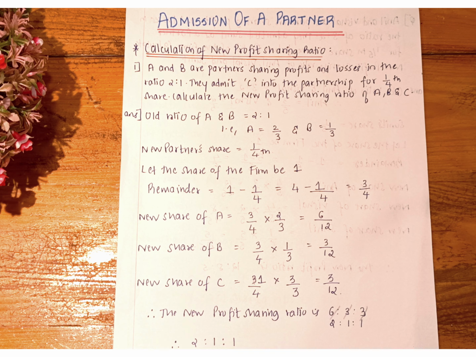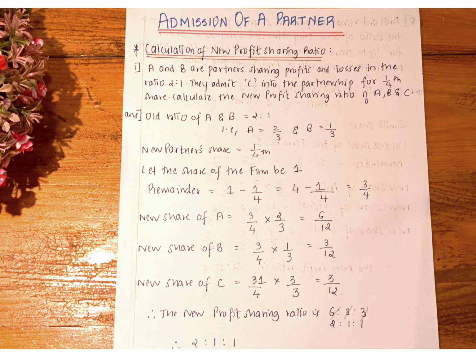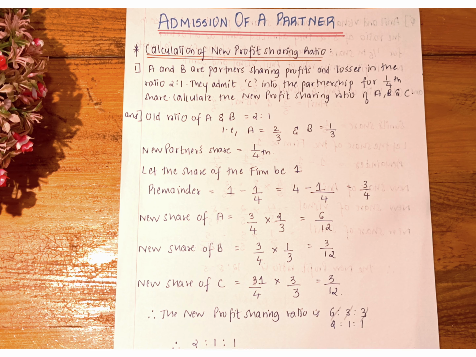So what do you mean by new profit sharing ratio? Initially, when there are two partners, for example A and B, these partners are sharing their profits and losses in the ratio that they have decided. Now when they admit another partner, a new partner, into their firm, the ratio in which they were earlier sharing the profits and losses is changed. Now they will be sharing the profits and losses in a new ratio, that is the new profit sharing ratio. Therefore, whenever a new partner is admitted, it is very important that the new ratio is calculated and further on all the profits and losses are distributed in that particular new profit sharing ratio.